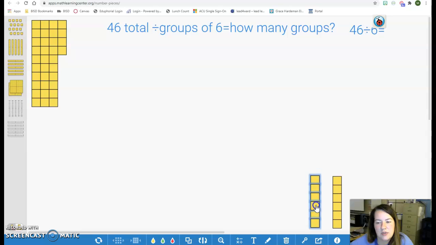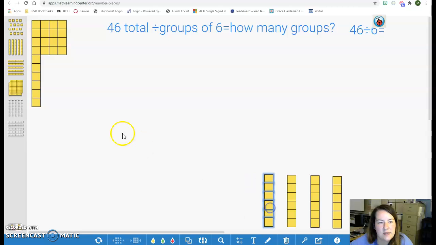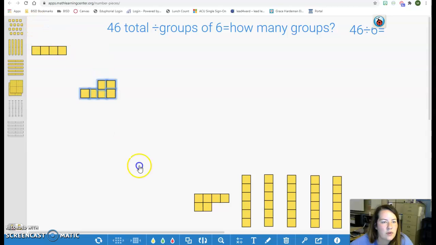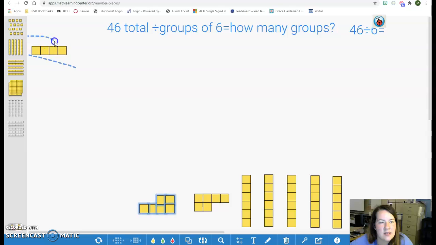There's another group. That's 2 groups of 6. 3 groups of 6. 4 groups of 6. 5 groups of 6. Let's keep going. It's another group of 6. Oh, we didn't grab them. Another group of 6, and then this is not 6. This is 4 left over.